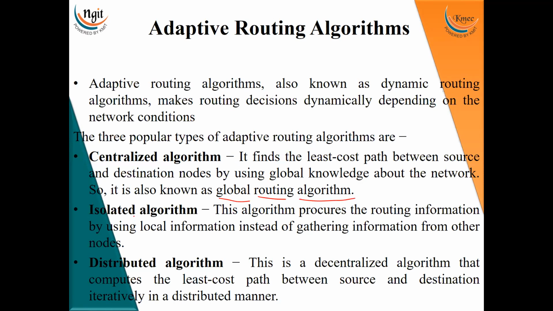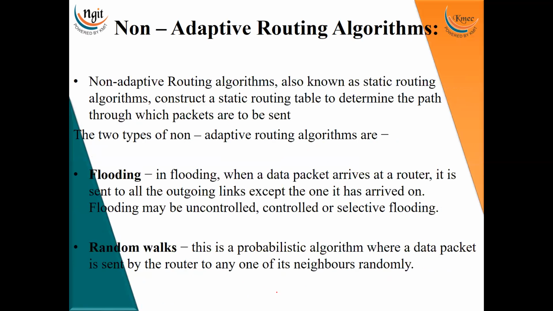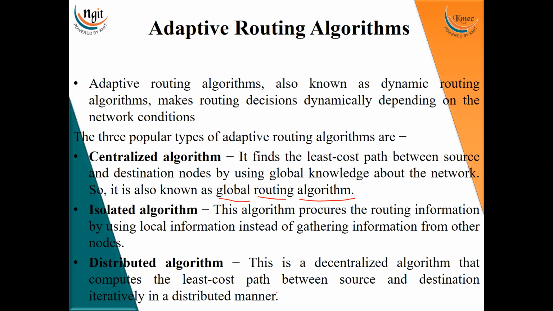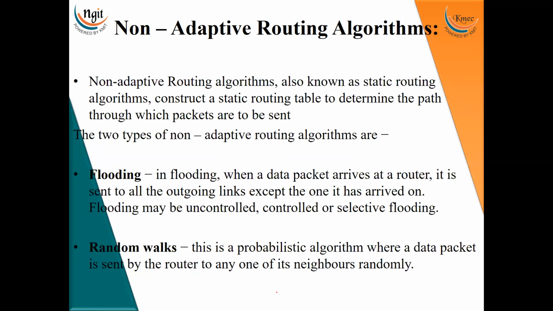Now what is meant by the isolated algorithm? This algorithm produces the routing information by using local information instead of gathering information from other nodes. What is meant by the distributed algorithm? This is a decentralized algorithm that computes the least cost path between the source and destination iteratively in a distributed manner. Now what is meant by non-adaptive routing algorithms? Adaptive routing algorithms are also known as dynamic routing algorithms. In the reverse order, non-adaptive routing algorithms are called static routing algorithms.